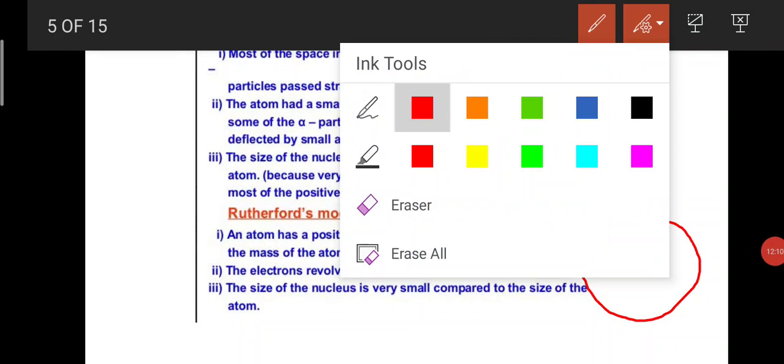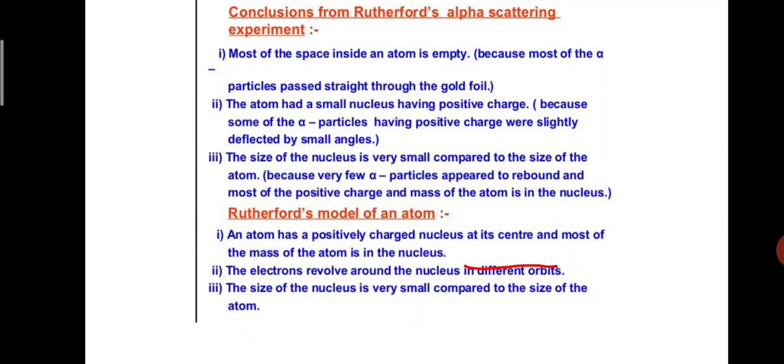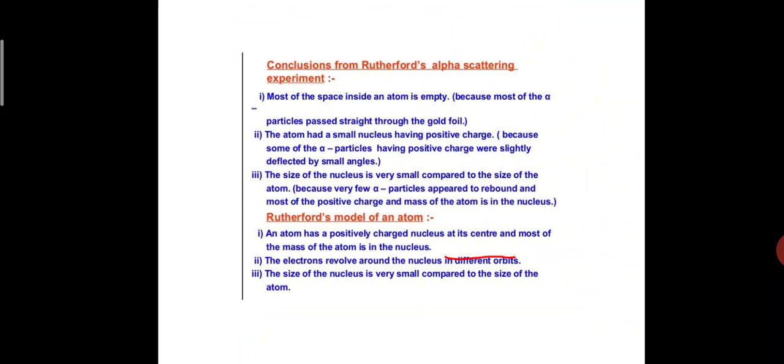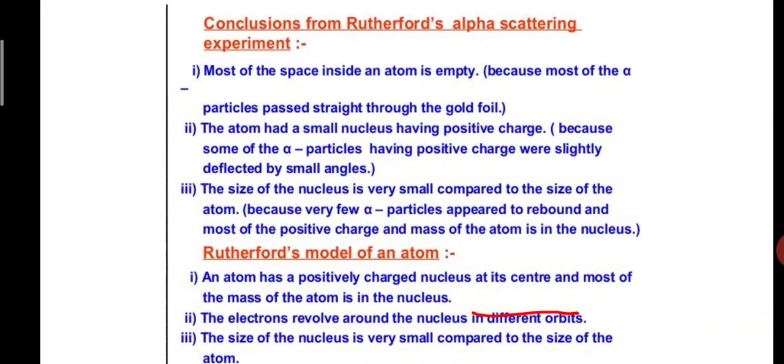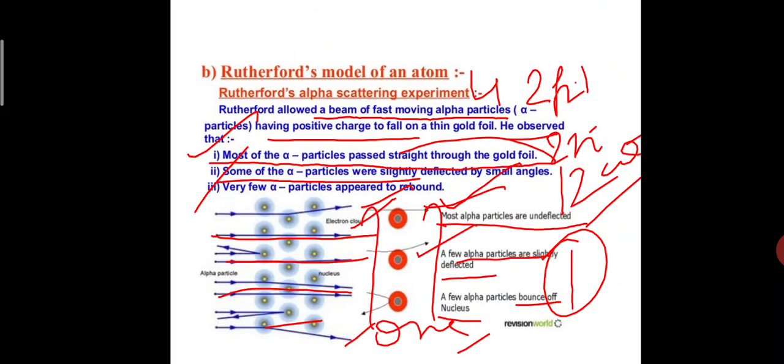So I hope you understand, student. According to the Rutherford model, an atom has a positively charged nucleus at its center, and most of the mass of an atom is in the nucleus, and the electrons revolve around the nucleus in different orbits, and the size of the nucleus is very small as compared to the size of the atom. And what are alpha particles? Alpha particles are doubly charged helium atoms. They do not contain electrons. They contain 2 protons and 2 neutrons, and the mass is 4u.